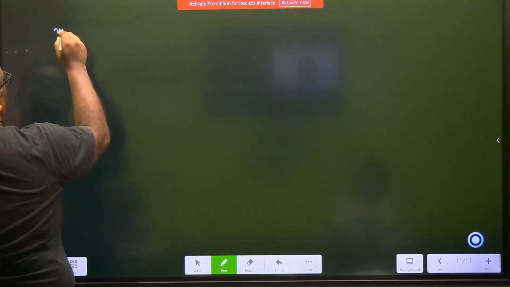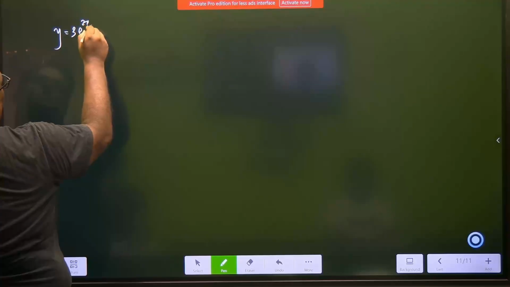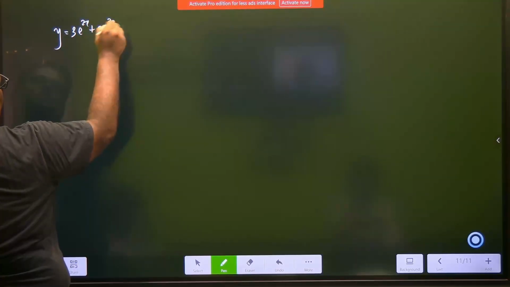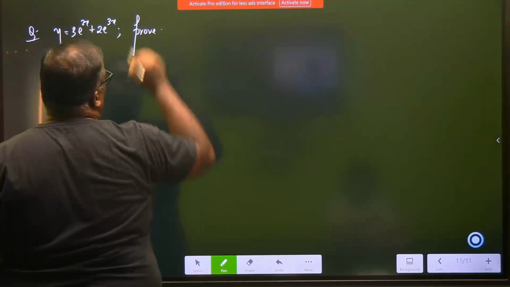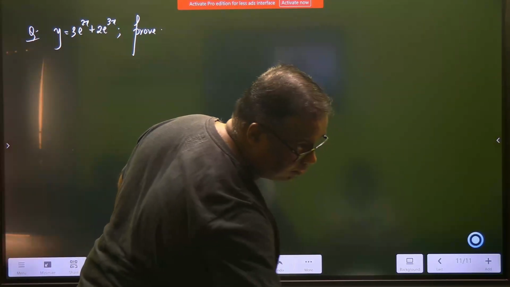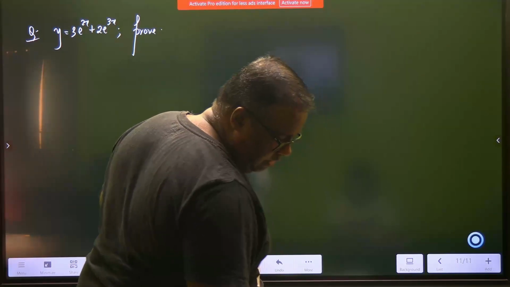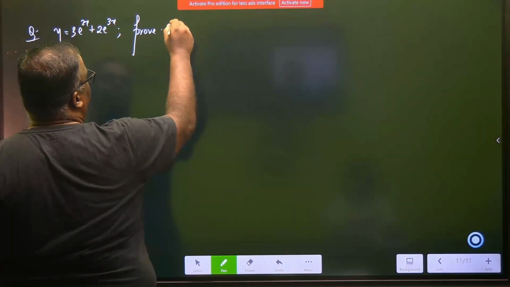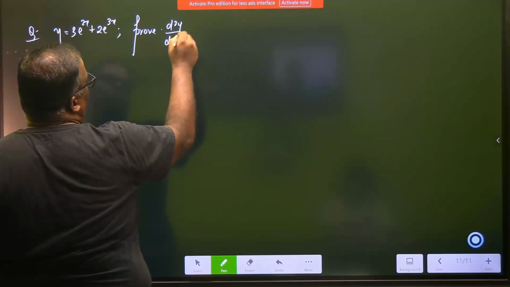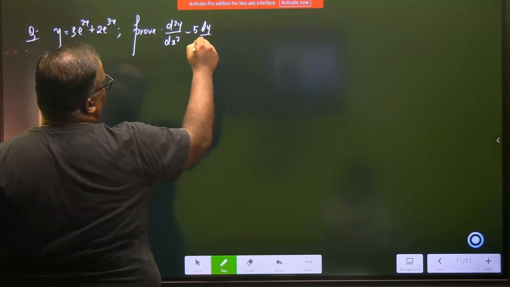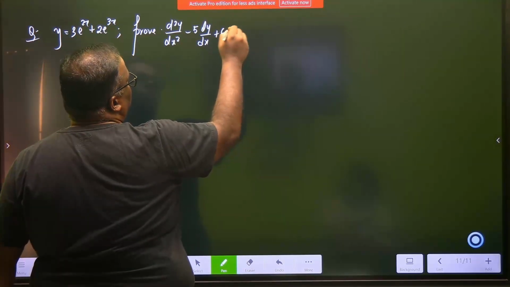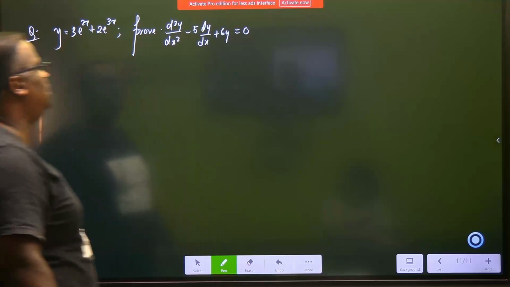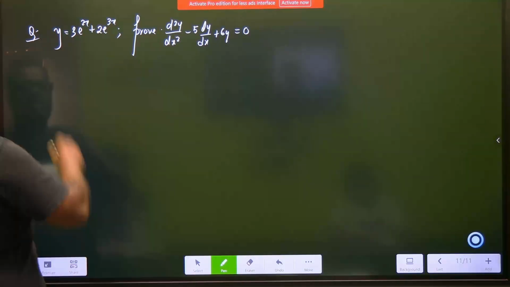y equal to 3e^2x plus 2e^3x. This is given to you. You need to prove that second derivative minus 5 times first derivative plus 6 times y should be equal to 0. This is what we have to prove. So we need first derivative, we need second derivative also. So let's find out the first derivative.